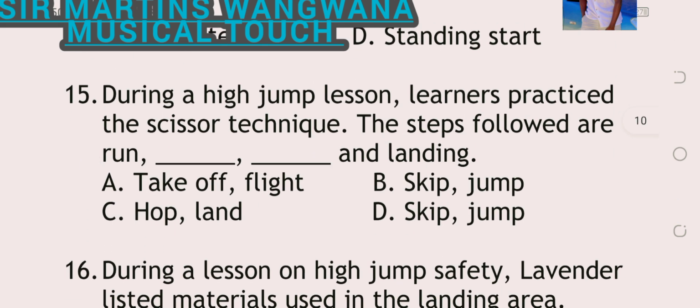Then number 15 says, during a high jump lesson, learners practice the scissors technique. The steps followed are run, dash, dash, and landing. So we have run, takeoff, flight, and landing. The correct answer there that are missing is A, takeoff and flight.